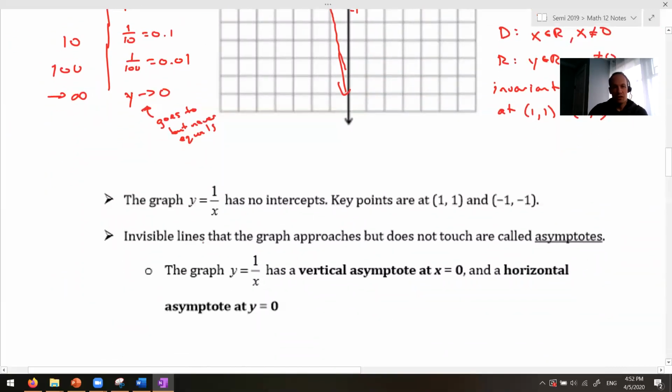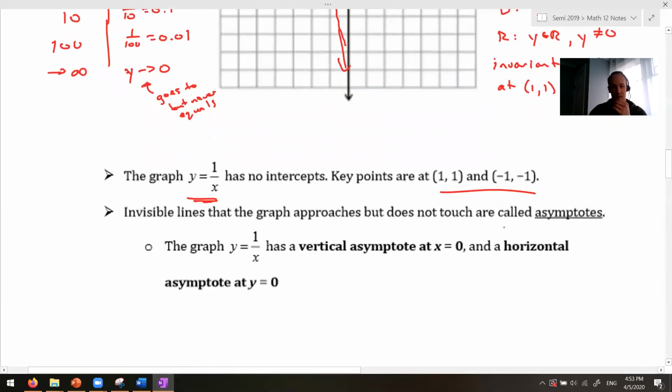As I sort of mentioned, this graph has no intercepts. These are the key points, 1 and -1. Invisible lines that the graph approaches but does not touch are called asymptotes. So what we say here, and this is the big idea, when we say it never touches x, we say there's a vertical asymptote at x is equal to 0.